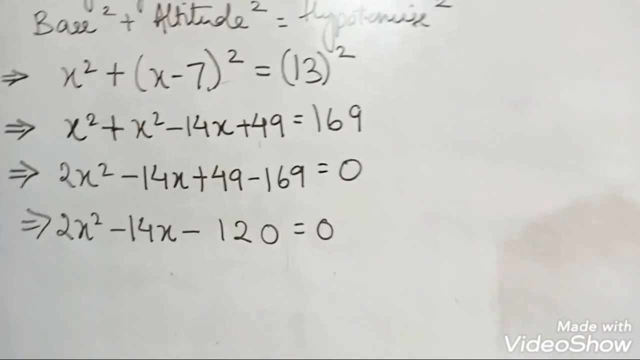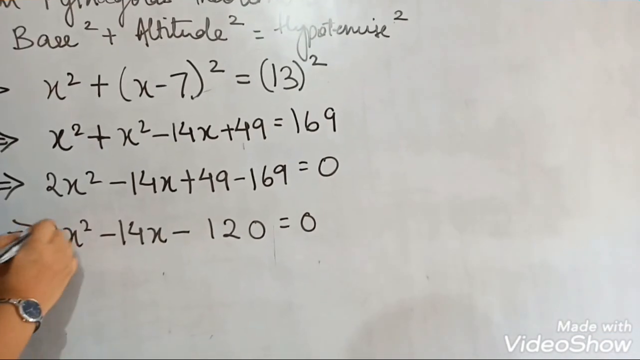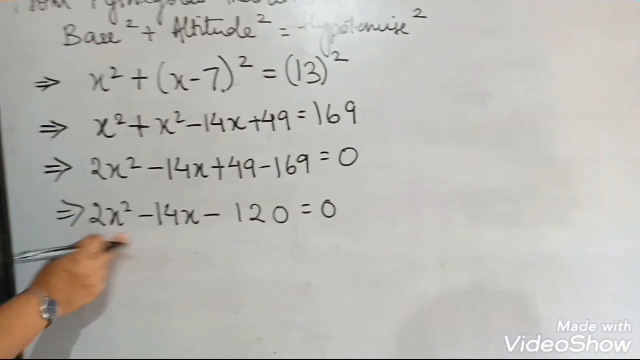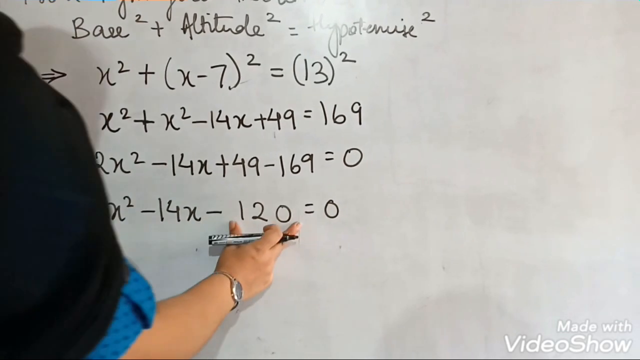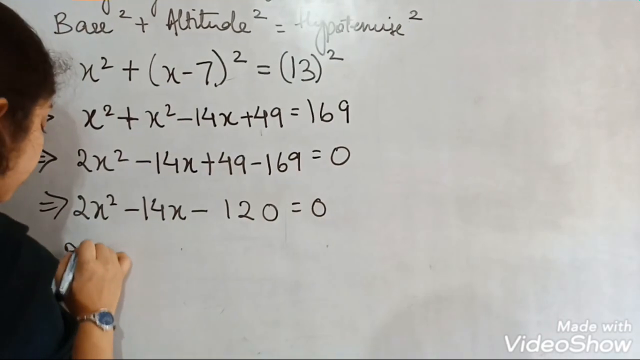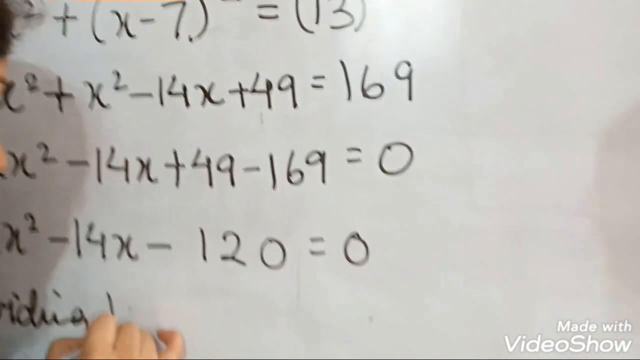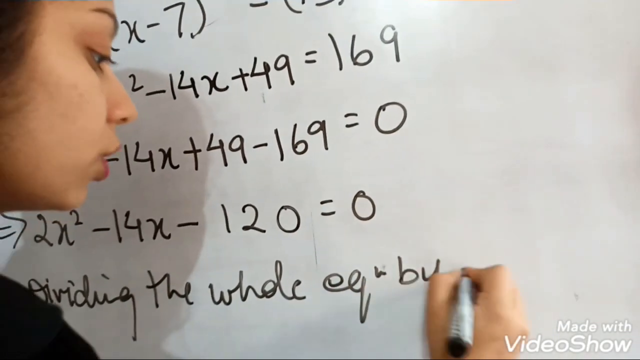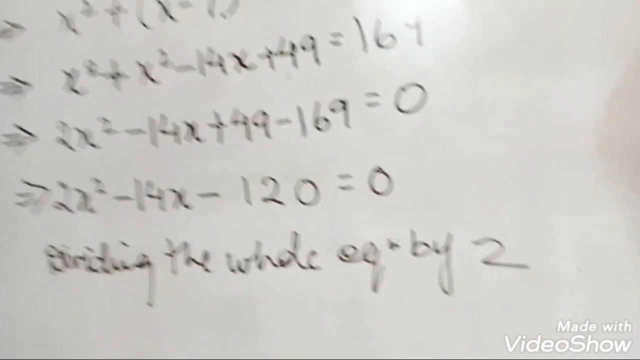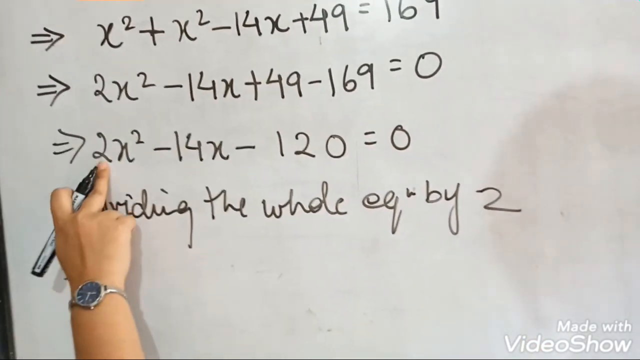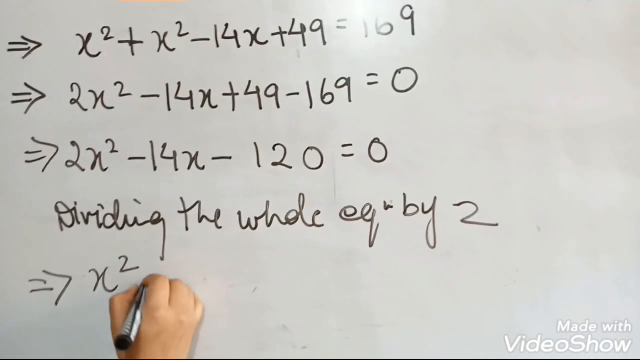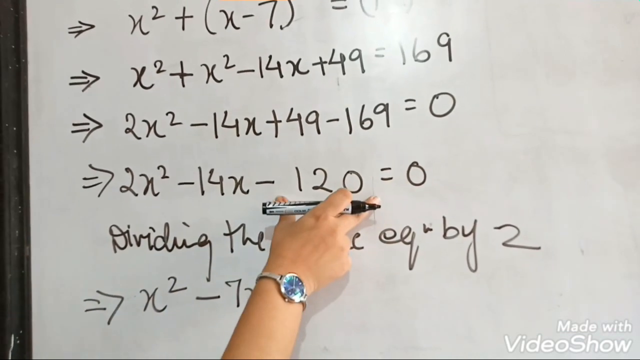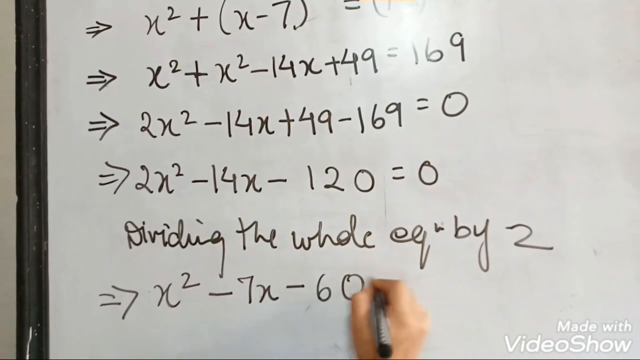Now children, we can reduce this equation if we divide the whole equation by 2, isn't it? Because over here, see children, this is also even, this is also even, and this is also even. So we are going to write dividing the whole equation by 2. So what will we get when we will divide the whole equation with 2? This 2 will be cancelled. We will get x square minus 14 divided by 2 will give you 7x minus 120 divided by 2 will give you 60 equals to 0.